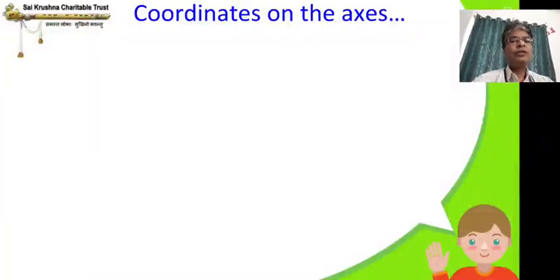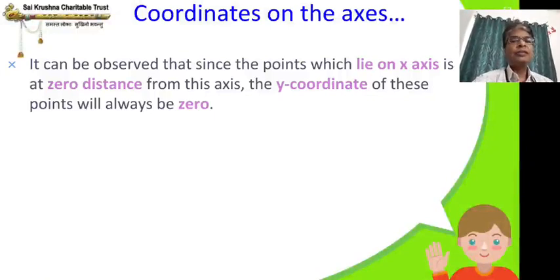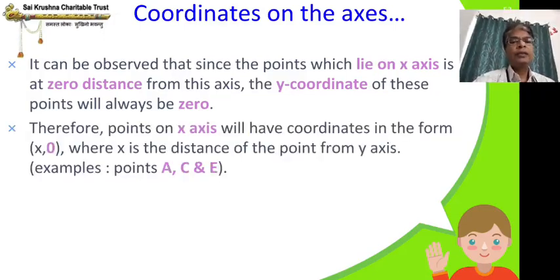Coordinates on the axis. So, we are going to discuss further. It can be observed that since the points which lie on the x axis are at 0 distance from this axis, the y coordinate of these points will always be 0, because the distance from the y axis is the x coordinate value, the abscissa, and the distance from the x axis is the y coordinate or ordinate value. Therefore, points on the x axis will have coordinates in the form (x, 0), where x is the distance of the point from the y axis. Examples: points A, C and E. You can just check in your notebook what you have written.